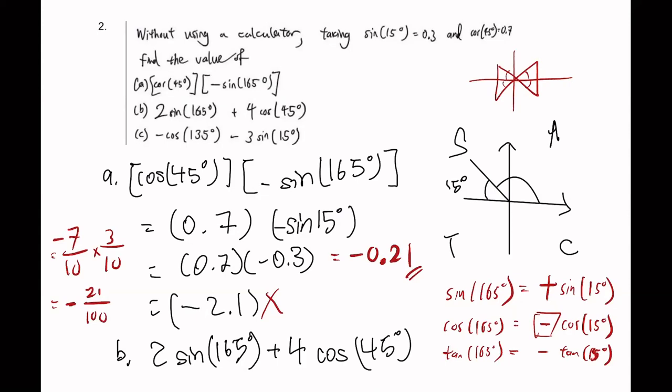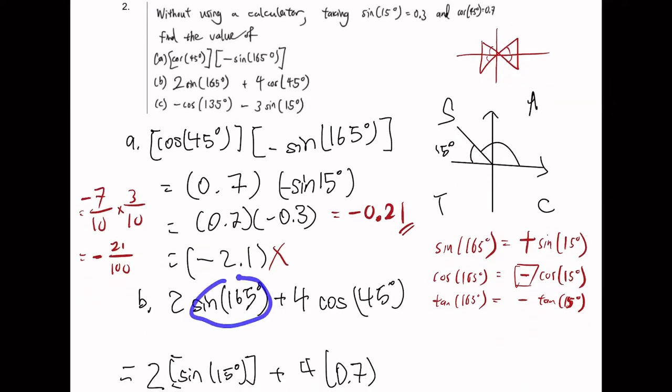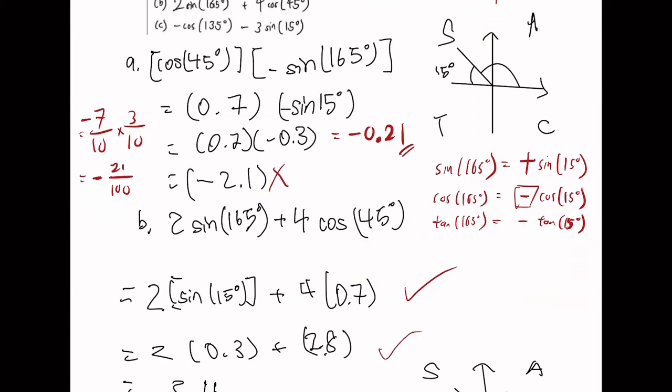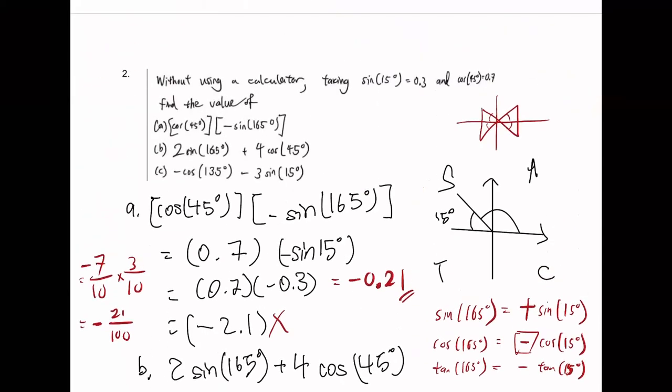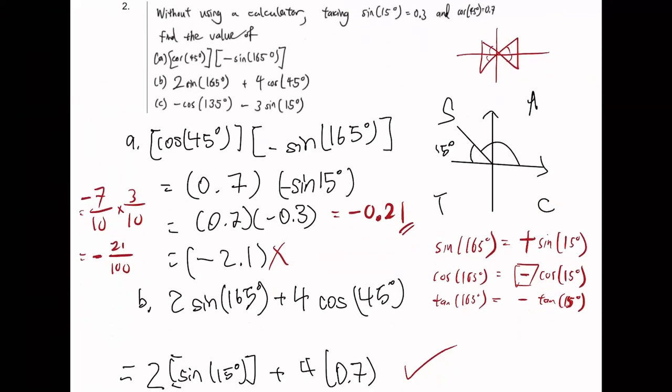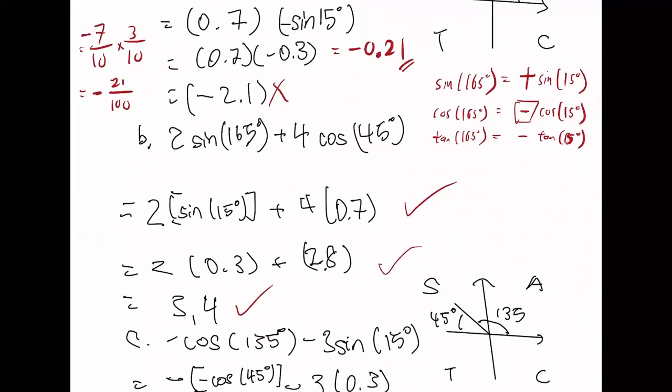Now part B, 2 times sine 165 plus 4 times cosine 45. Okay, so sine 165 is sine 15. Don't need to change the sign. Good. Cosine 45 is just the value given, 0.7. Good. Sine 15 is 0.3, so sub in. Good. Let's just use a calculator now. 2 times 0.3, 0.6. Then you add on to 2.8, that's 3.4. Yep. Good.